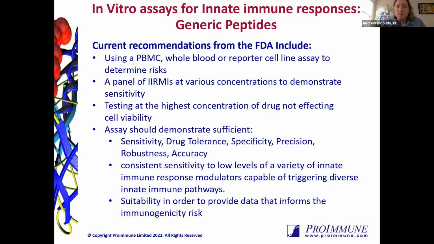There needs to be a consistent sensitivity to low levels of a variety of innate immune response modulators, and I'll go over that in a second. It also needs to be suitable to provide data that informs immunogenicity risk. It should be fit for purpose.